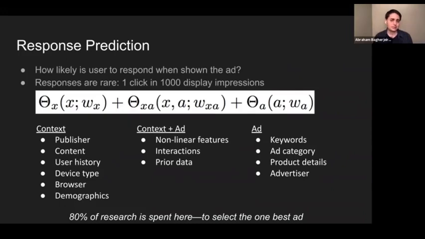Inside the bidding system, formulating that value is a response prediction problem. We want to predict whether someone will respond to an ad given all sorts of different features that were available from logs or other data sets that we have. Most of the research in machine learning and advertising is focused on solving this particular problem of response prediction.